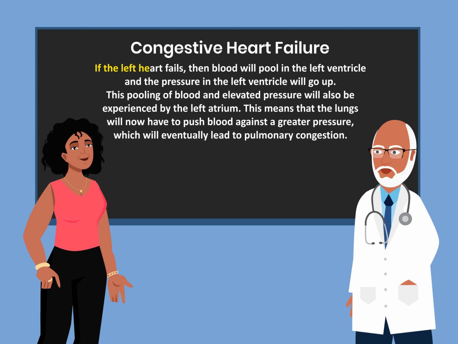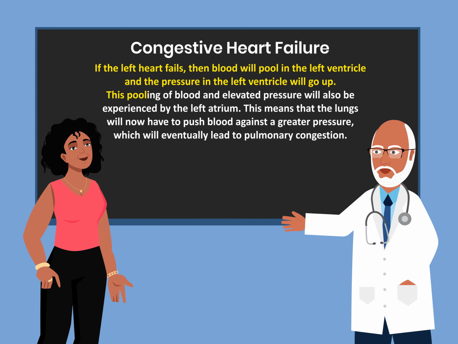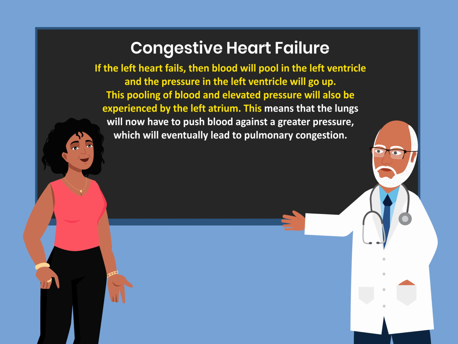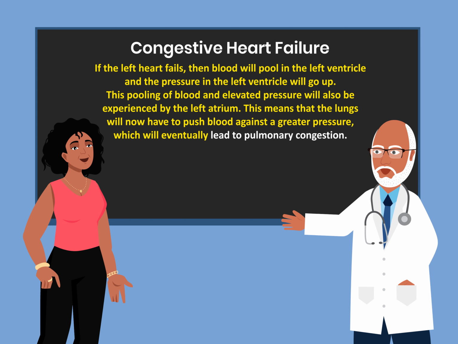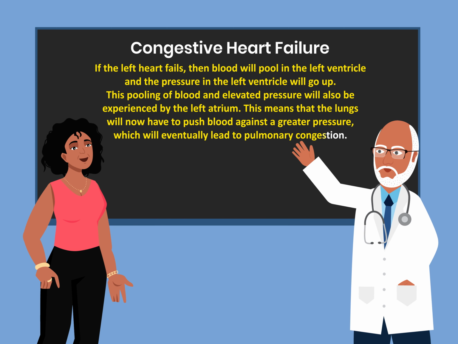If the left heart fails, then blood will pool in the left ventricle and the pressure in the left ventricle will go up. This pooling of blood and elevated pressure will also be experienced by the left atrium. This means that the lungs will now have to push blood against a greater pressure, which will eventually lead to pulmonary congestion.